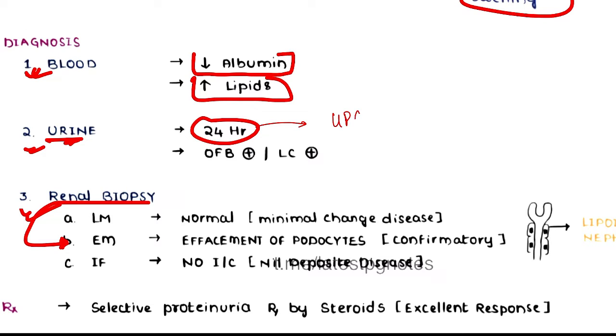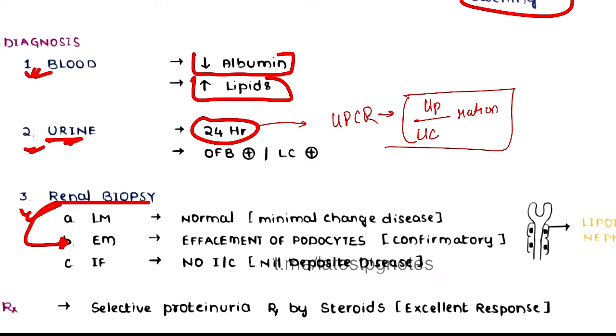Nowadays we calculate the UPCR. What is this UPCR? It is the urine protein to urine creatinine ratio. It gives values that are equivalent to the reading done over 24 hours. So this is one important process that is practiced nowadays.